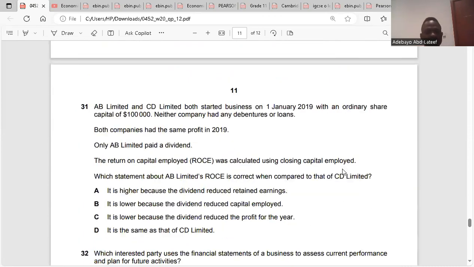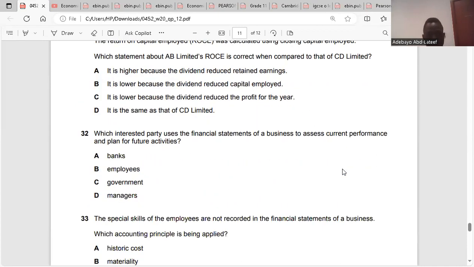31. AB Limited and CD Limited both started business on 1 January 2019 with an ordinary share capital of 100,000. Neither company had any debentures or loan. What reduces retained earnings is dividends, because you have to pay dividends from your retained earnings. If you are not paying dividends, your retained earnings will be high, but if you are paying dividends, retained earnings will be less. So the answer is A.